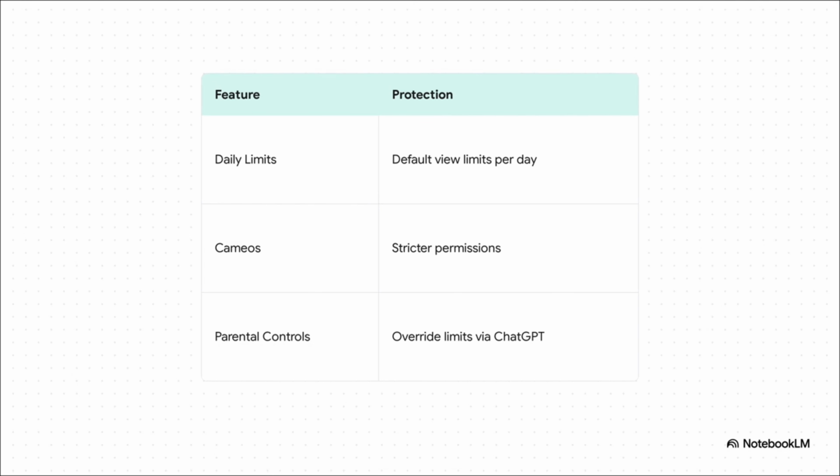They're also adding some specific protections for younger users, which is really good to see. Things like default daily limits on how many videos teens can view, stricter permissions on how their cameos can be used, and get this, pretty robust parental controls that you can manage right through ChatGPT.